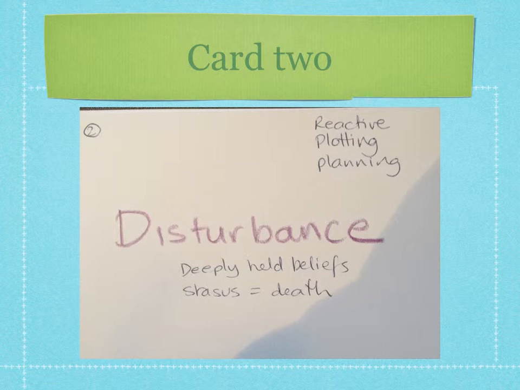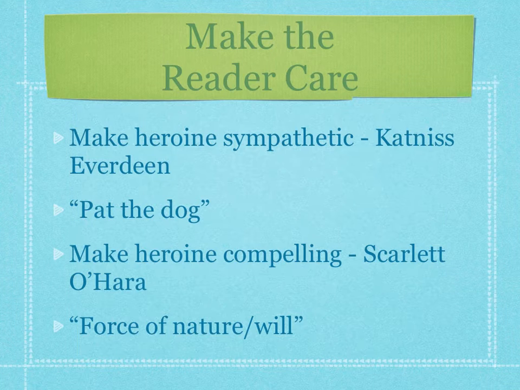This will be a reactive scene. There will be some plotting and planning on behalf of your heroine, so she needs to say or think, this can't be right, I can't put up with this. This is also where some of her deeply held beliefs start to come into play. We don't go too much into backstory yet, but we'll see some of her beliefs play out a bit, and we might learn about how she came to those beliefs later. There's also a note there called stasis equals death. I'll get onto that in a moment.